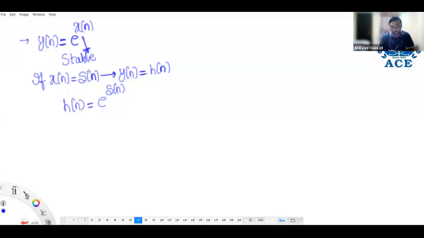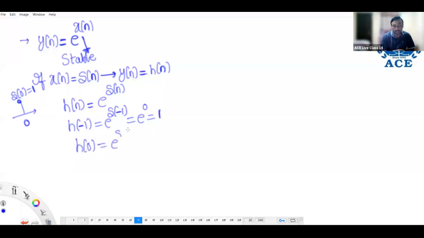How to check stability with respect to impulse response? Sigma mod Hn must be finite. If I take n value minus 1, e power del minus 1, that is e power 0, 1, because everyone knows the discrete impulse is defined only at origin with amplitude of 1. N value 0 means e power del 0, which is e. N value 1 means e power del 1, that is e power 0, 1.